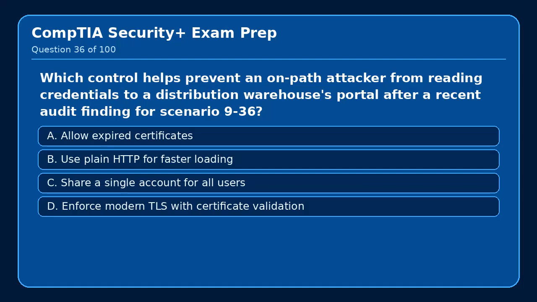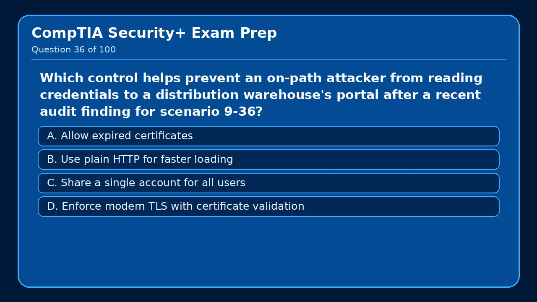Question 37. An attacker on a regional clinic's LAN sends fake ARP replies to intercept traffic. Which protection is relevant during a pilot deployment for scenario 9 to 37? A. Password history. B. Dynamic ARP inspection. C. Email journaling. D. Data masking. Take a moment to choose your answer.